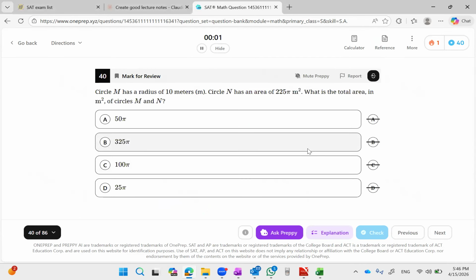Question 40. Circle M has a radius of 10 meters. Circle N has an area of 225 pi. What is the total area?